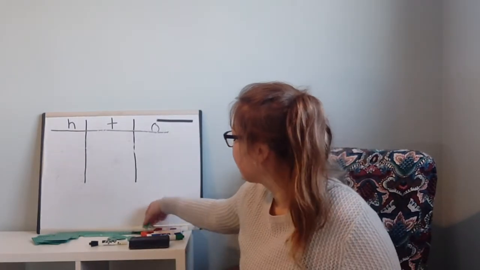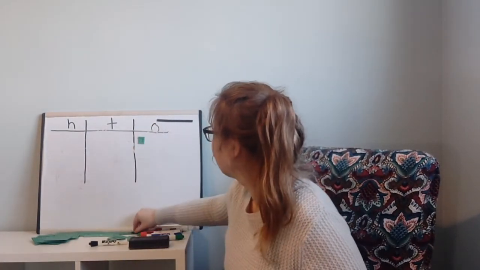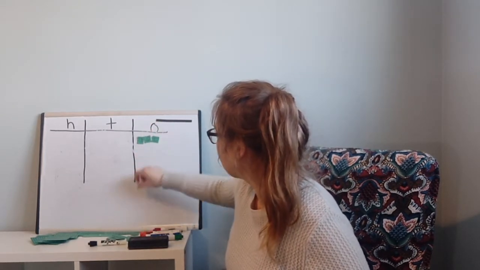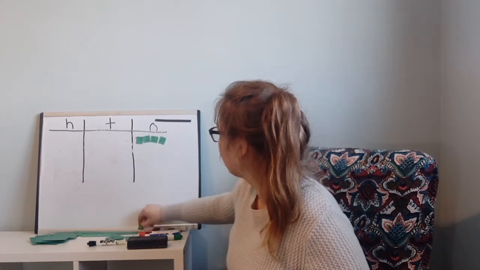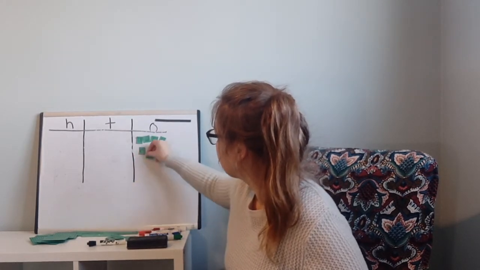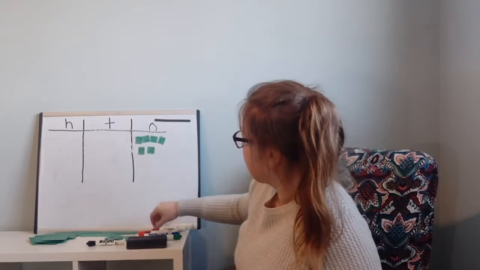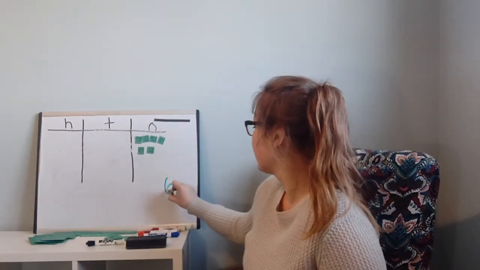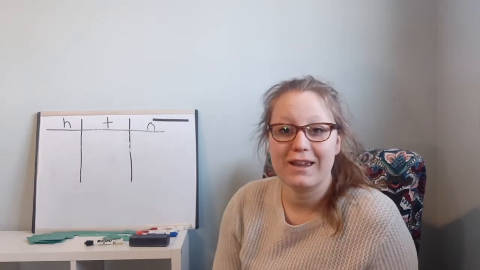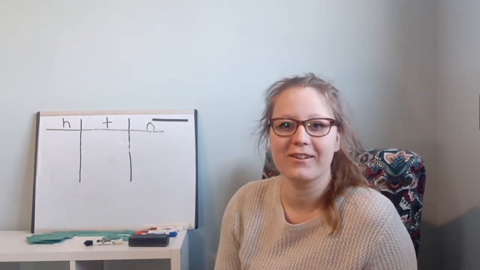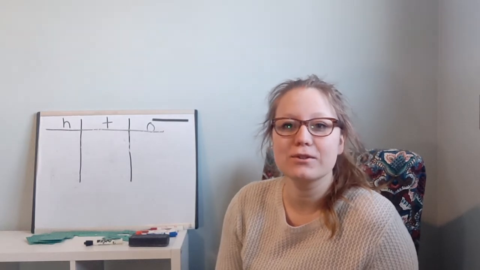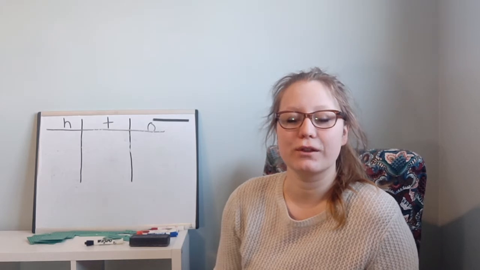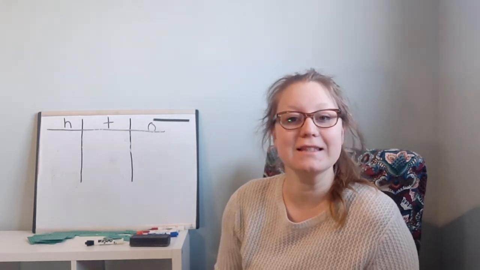So if I have 6 ones, 1, 2, 3, 4, 5, 6. There's only 6 ones, which means my number is 6. Let's try and get a little bit more difficult. This time, can you show me 3 tens? What would the number be for 3 tens?